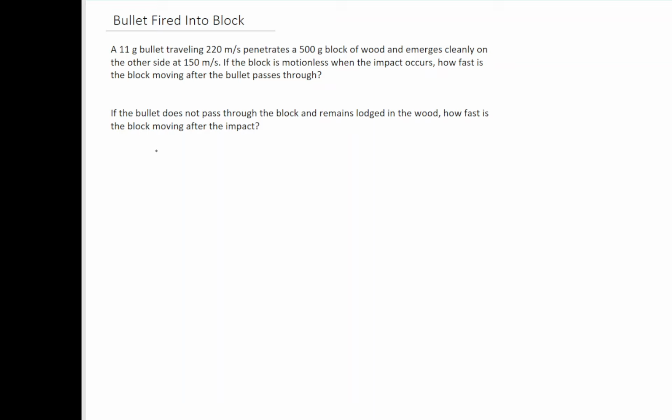All right, so let me draw a picture first. If I'm visualizing this correctly, I have a bullet being fired, and we have this block of wood sitting here about to be hit by this bullet. When we talk about collisions between two objects, they would be our system. Right? You have a mass of the bullet, and you have this mass of the block.